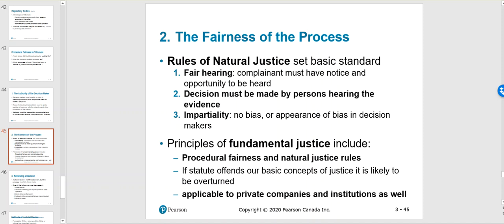Those principles of natural justice are also applicable to private companies. So when an employee is accused of harassment, for example, they are entitled to a fair hearing, to an impartial investigation. So that's important for all of us.